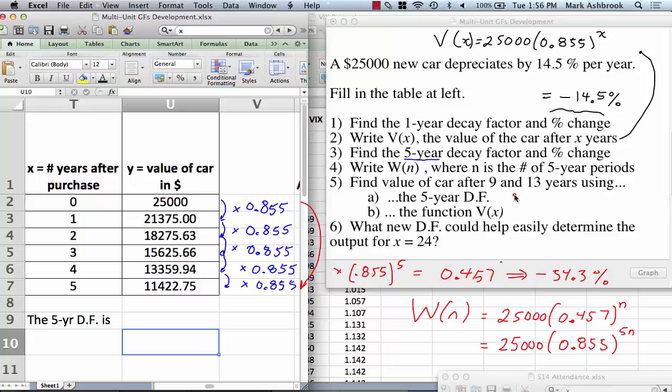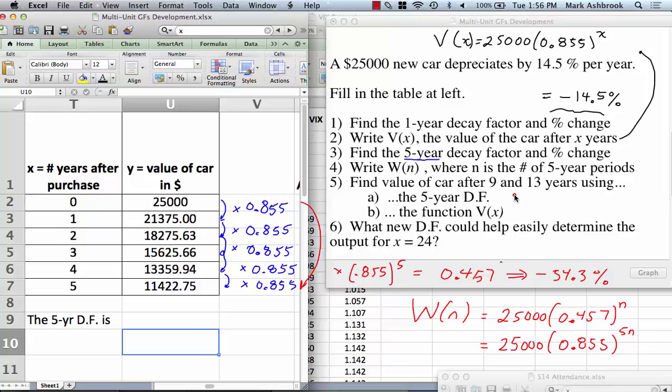Anybody? Jared, did you have an idea about this? Okay, so A is the key. Aaron? Would it be 25,000 times 0.457 to the power of 1.8? Okay, it sounds like you're using the function. I don't want you to use the function. I just want to use the 5-year decay factor to get what it would be 6, 7, 8, 9. We kept going 6, 7, 8, year 9. What would the value be in year 9? Just by using the 5-year decay factor.